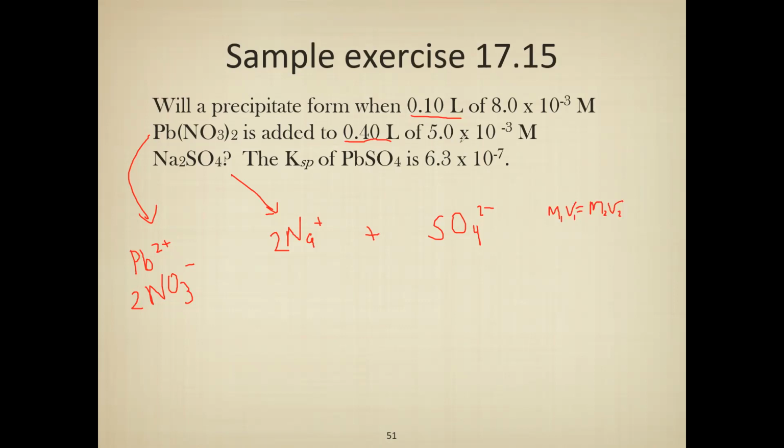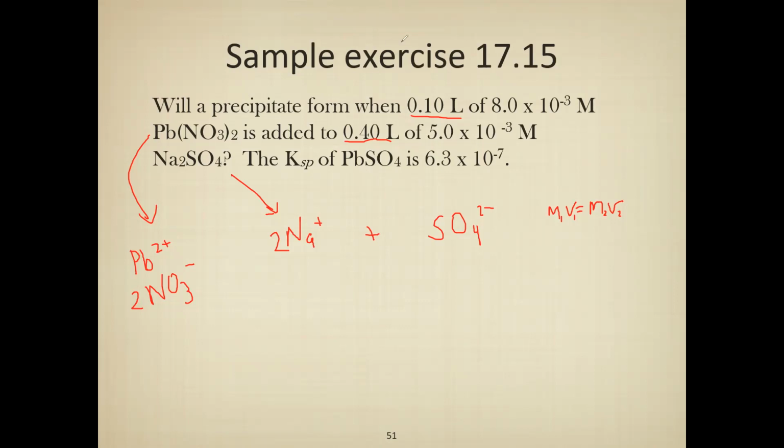And then M1V1 will just be equal to those concentrations and volumes, since we're interested in the lead sulfate, and those lead and sulfate ions are just 1-to-1 with the substance they come from. That's why the concentration is just going to be the same. If we were interested in sodium or nitrate, we would have to double this concentration just because we're getting 2 of those ions for every 1 molecule. But since we're interested in the lead and the sulfate, it'll just be M1V1 is equal to M2, and then V2 be the sum of these.